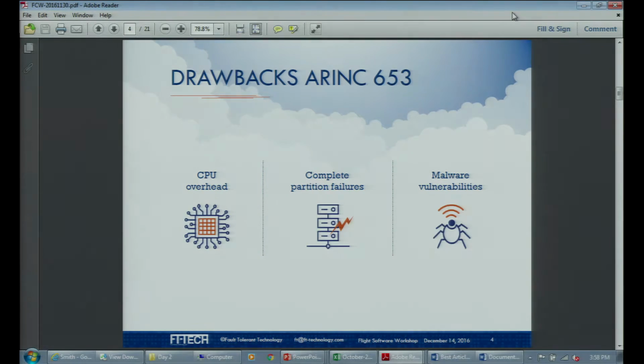But it has some drawbacks, and one of them is that it has a lot of overhead associated with it. So to do all this stuff, it takes a lot of overhead. And then also, if you get an error within a partition, oftentimes the whole partition fails. You either have to restart it or you have to blackball it. And there are malware vulnerabilities to it. And to date, people have mitigated the malware by using virtualized systems.